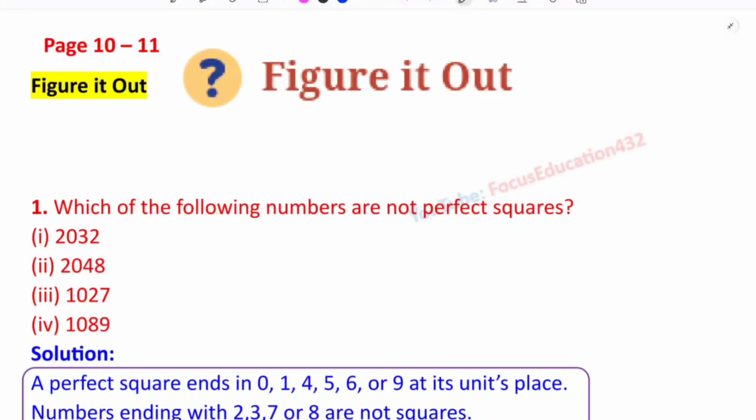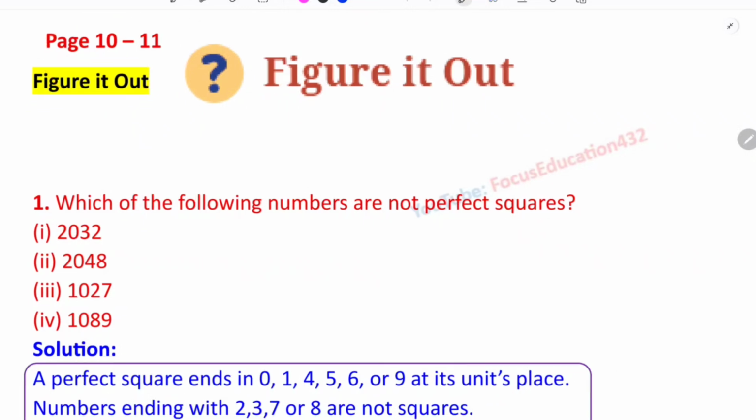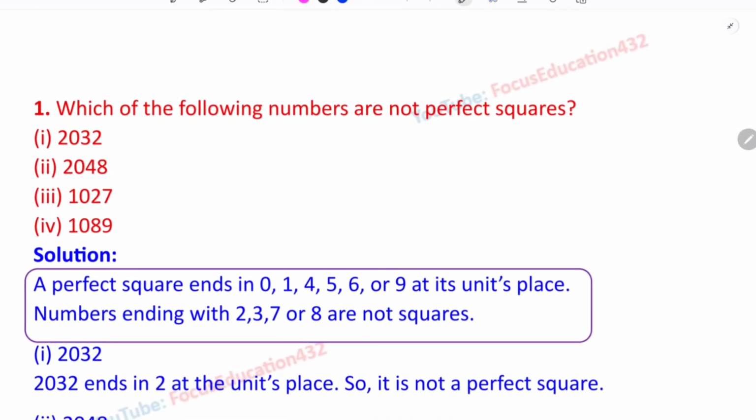Dear students, in this video we will see Figure it Out. This is the first Figure it Out of Chapter 1, on pages 10 and 11. The first question here is, which of the following numbers are not perfect squares?